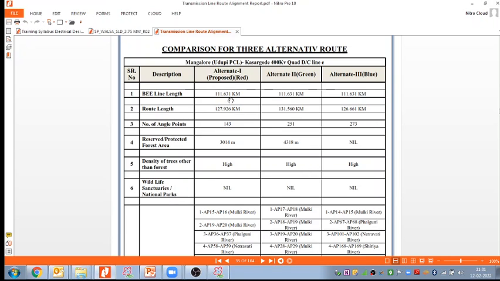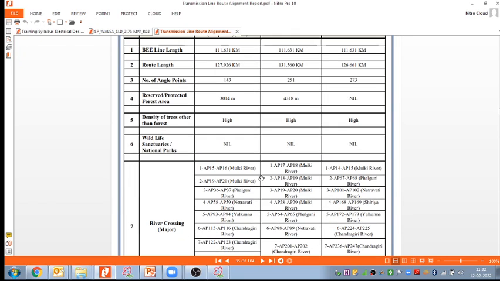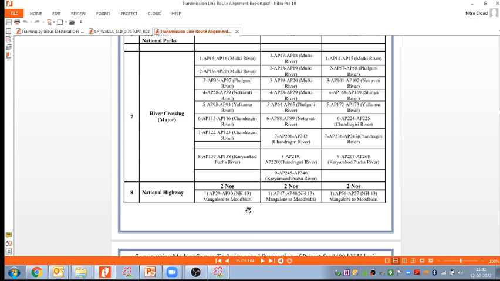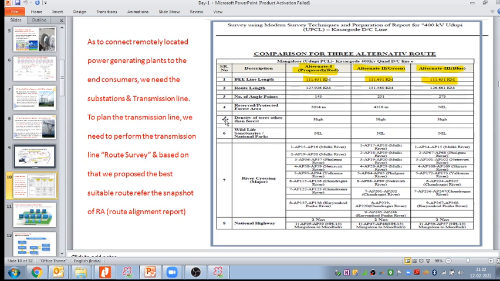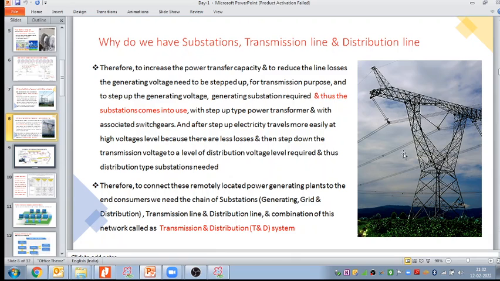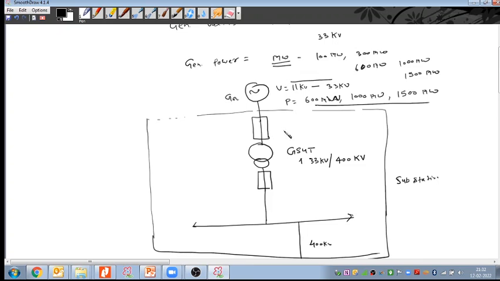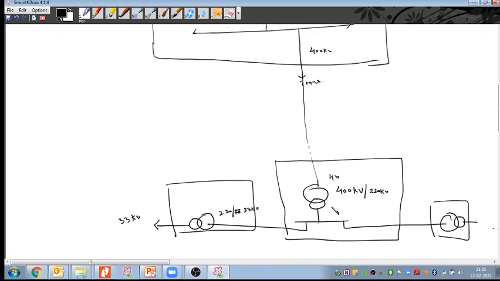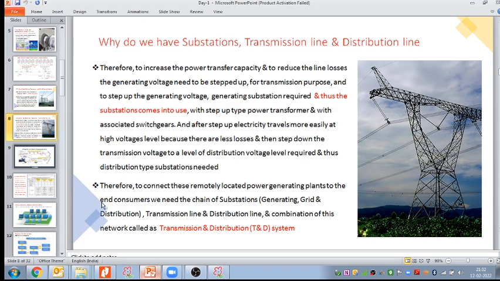For each, the line length required, the route length, that is 127 meter, the number of angle points in that transmission, the protected forest area 3014 meter, the density of trees, whether the tree density is high, wildlife sanctuary nil, number of river crossings, number of national highway crossings. So by considering all these aspects, we plan the transmission line corridors for connecting this generating substation to this distribution substation, right?